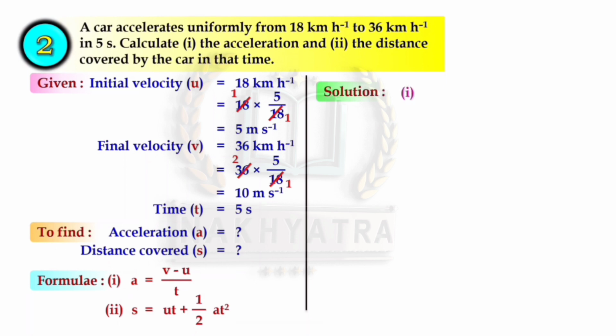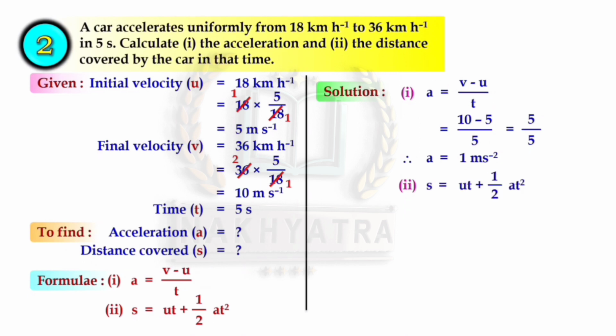First we will find out the acceleration. So a equal to v minus u by t. Now put the values and we will get a equal to 1 meter per second square. And see students, don't forget to write the unit, alright. Now we will find out the distance covered. So write the formula s equal to ut plus half at square.